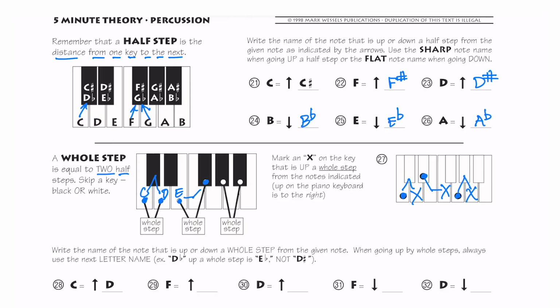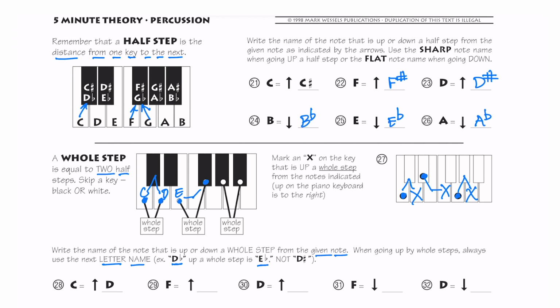All right, and number 28, what we're going to do is write the name of the note that is up or down a whole step from the given note. Okay, when going up by whole steps, always use the next letter name. So if I'm starting on D flat and I go up a whole step, it's E flat, not D sharp. Okay, so use the next letter in the alphabet and then figure out whether that's flat or sharp.